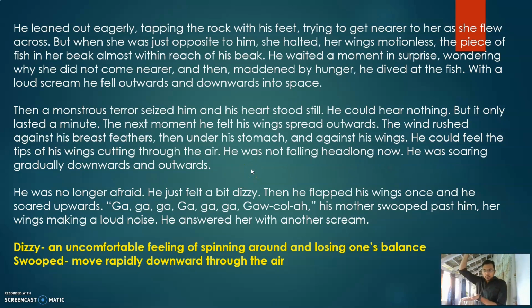So now he was not falling like this. He was falling like this. Soaring means he was falling and moving forward. This is known as soaring because he has opened his wings. So now he's not going straight down. Now he is soaring in the sky. He was no longer afraid. He just felt a bit dizzy.